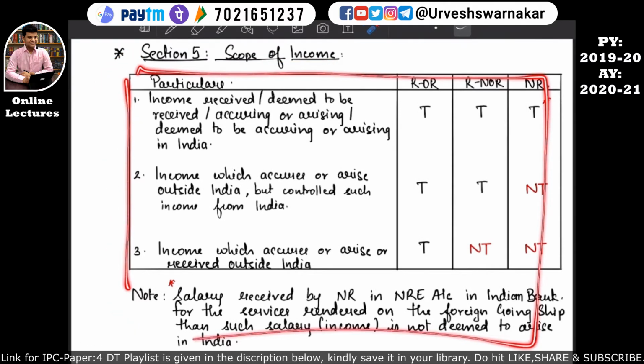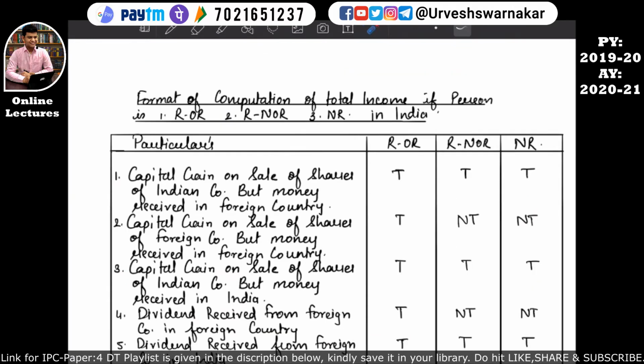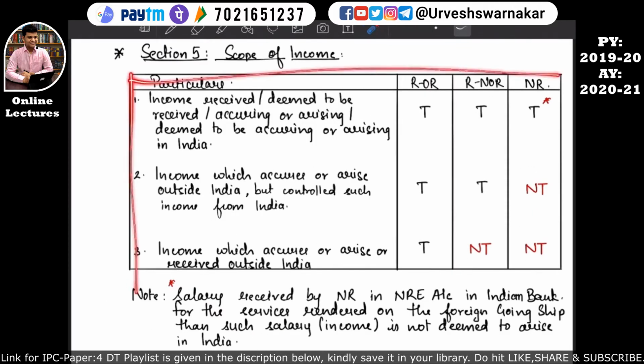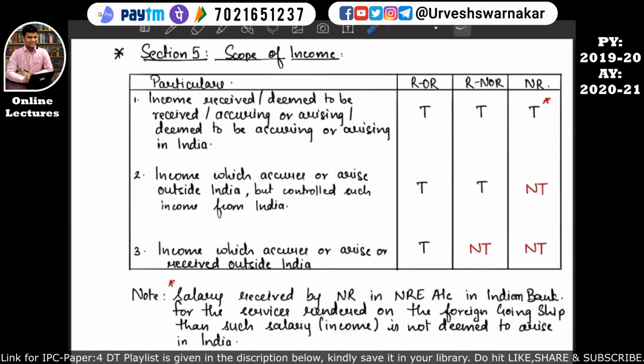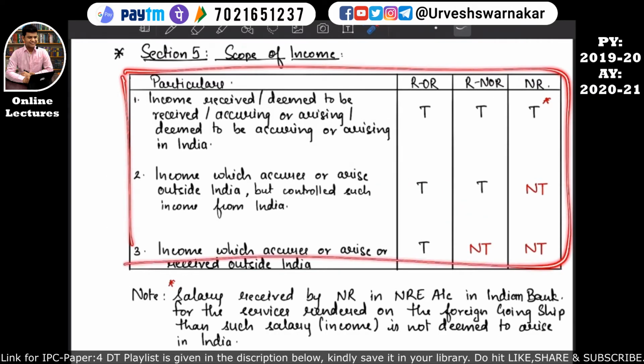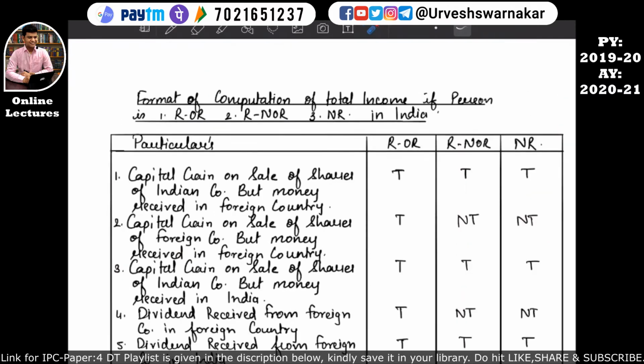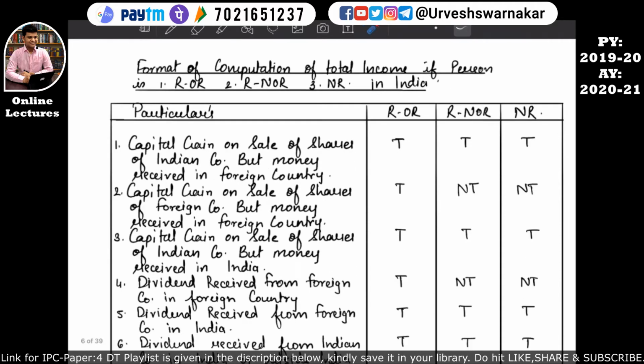So now let's come to the format book. I request you all not to open the format book right now, open only this table, because whatever we read here, you have to understand why I have written taxable or non-taxable with the help of this table. I hope this is quite clear to you all. So let's come to the format book. I am only in the format book, you just see on your screens whatever I am reading.